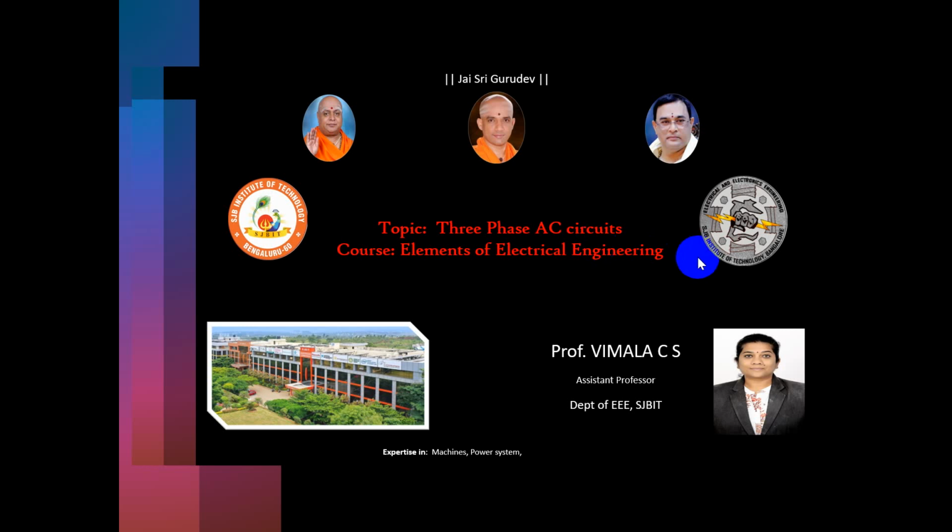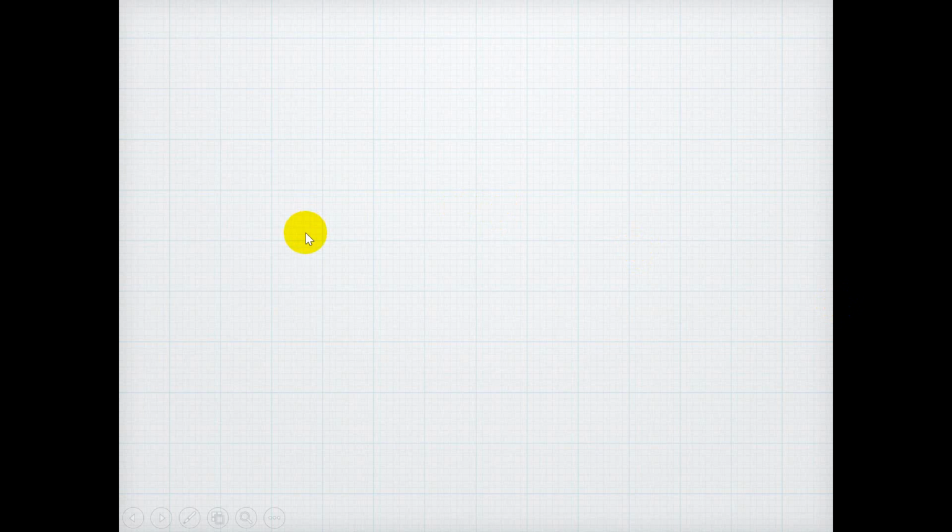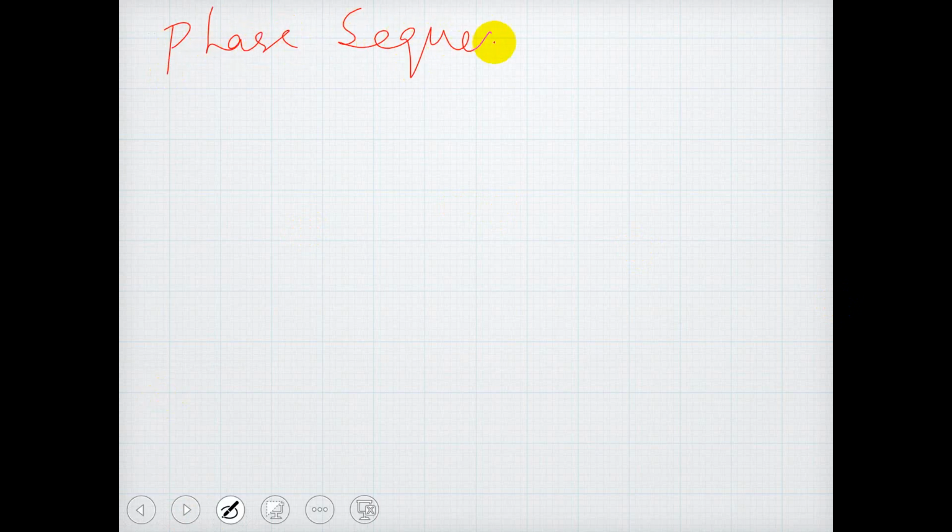Let us discuss the concepts before connecting star and delta connections. Let us discuss in three-phase what is the definition of phase sequence. So, the phase sequence of a three-phase supply is the order in which the maximum values of the three-phase voltages occur. Let us observe here, there can be possibilities of two sequences.